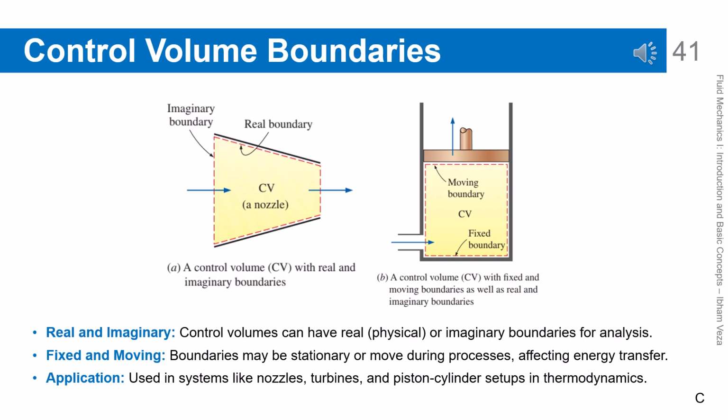Control volume boundaries. A control volume can have real or imaginary boundaries for the purpose of analysis. These boundaries may be stationary or moving, depending on the system being studied. Mass and energy can cross these boundaries. This approach is widely used in analyzing turbines, nozzles, and flow systems. Choosing the correct control volume boundary greatly affects the simplicity of the analysis.